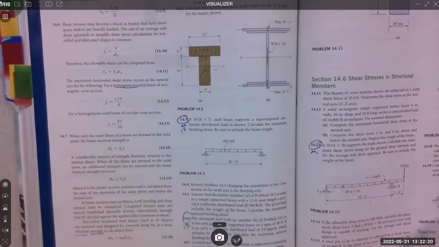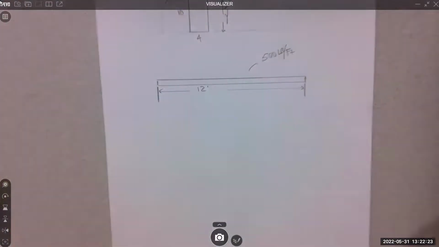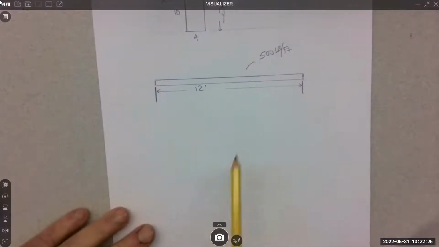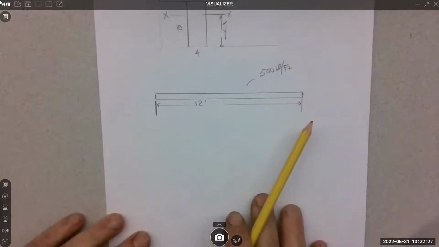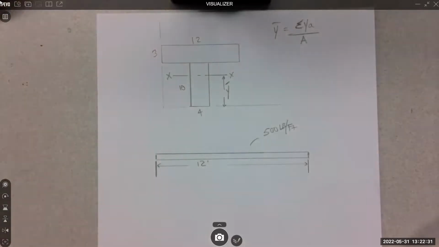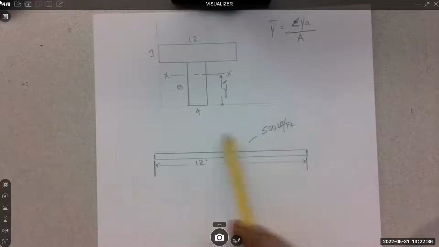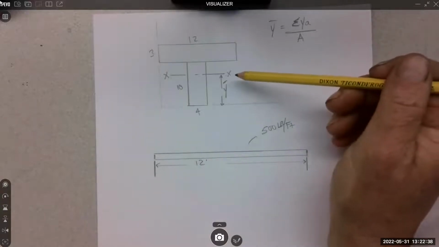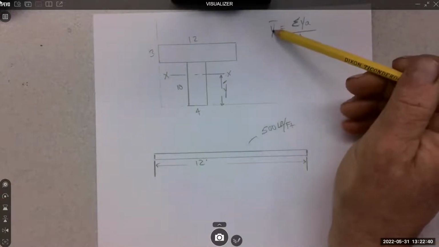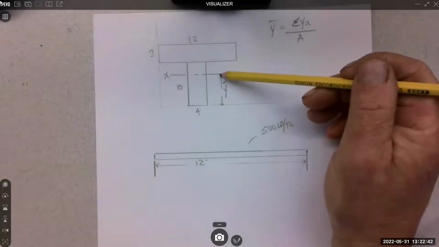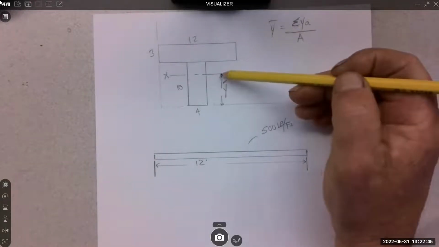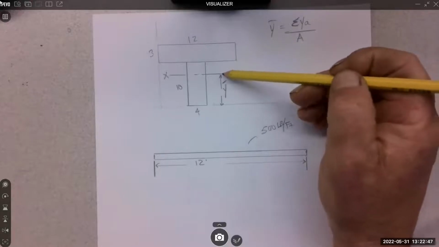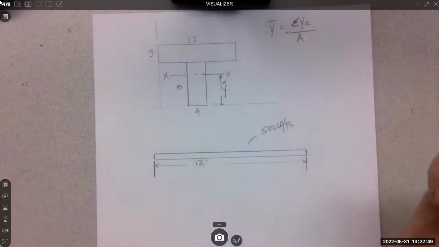So 12-foot span, 500 pounds per foot distribution, and that cross section right there. Before I go into the statics part, I would probably try to find Y bar, the location of the x-axis. So that's a good thing to remember. Y bar is the location of the x-axis, which is what we need.